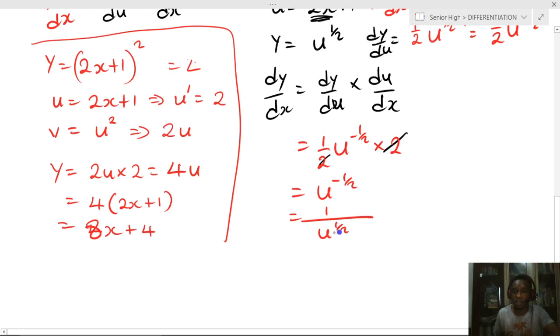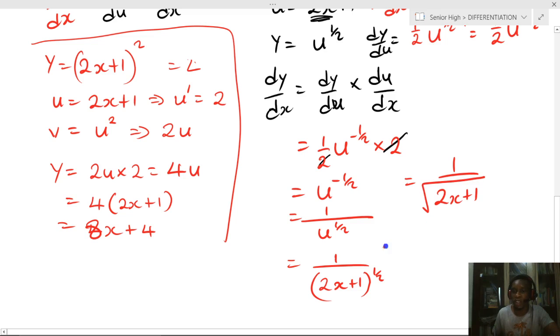So I can open my u. What is the value of my u? My u is 2x plus 1. So that's 1 over 2x plus 1 bracket 1 over 2. Or I can write this in essence to be equal to 1 over the square root of 2x plus 1, because I know that the power 1 over 2 means square root. So is that okay? Now that is one way to solve questions using chain rule. Let's look for more questions to solve in our chain rule.